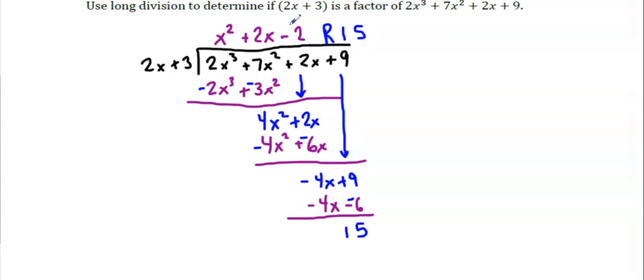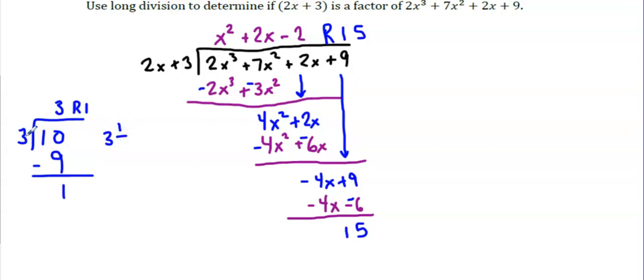So let's think about different ways I can express my remainder. If we take a look back at what happens when you divide 3 into 10, well, 3 goes into 10 3 times, and 3 times 3 is 9, and you subtract and you get 1, so you have a 3 with a remainder of 1. You could also write this as 3, and you put your remainder over your divisor, 3 1/3.